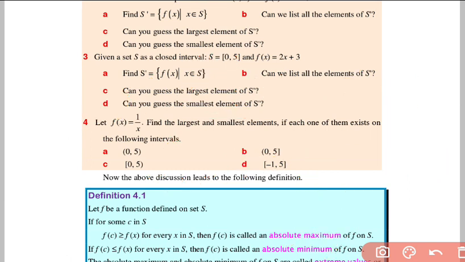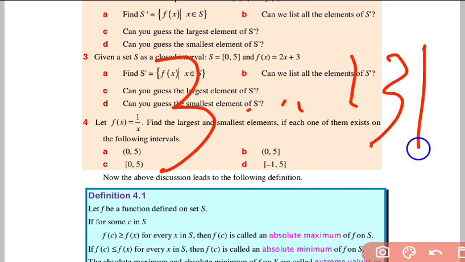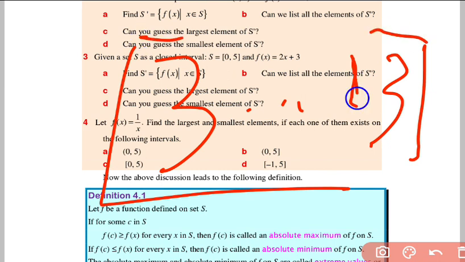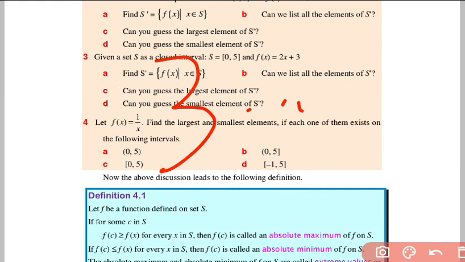Okay, 3 up to 13. This is unlisted. Sorry, 13.